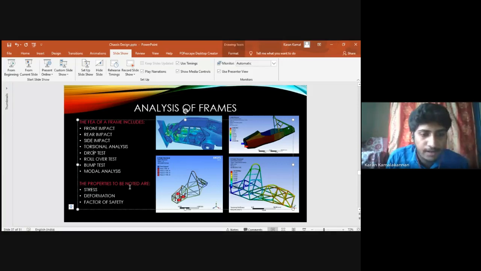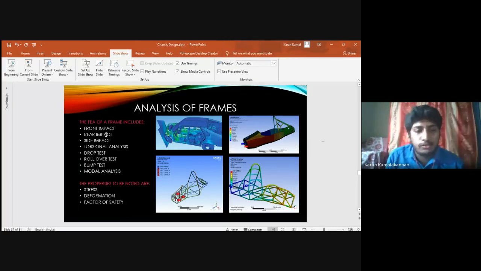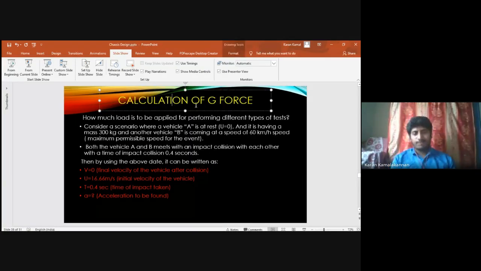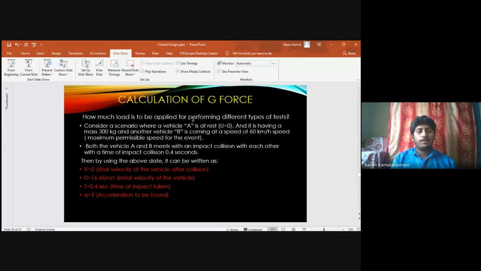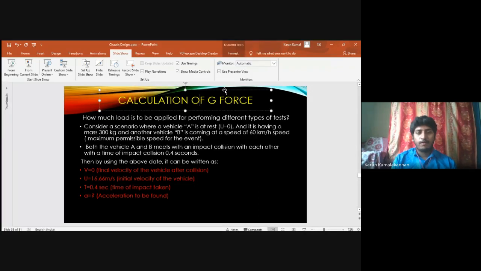While modeling in FEA, the things you must take note of are the stress concentration, where the maximum stress is, the deformations, and the factor of safety. These are the things you should take note of during the analysis of the frame. One more very important thing is how to calculate the G-force. Most of you might have learned this. You give a vehicle a G-force, like 2 G, 3 G, or 5 G for a front impact. But actually, what is the optimum G-force for a vehicle?